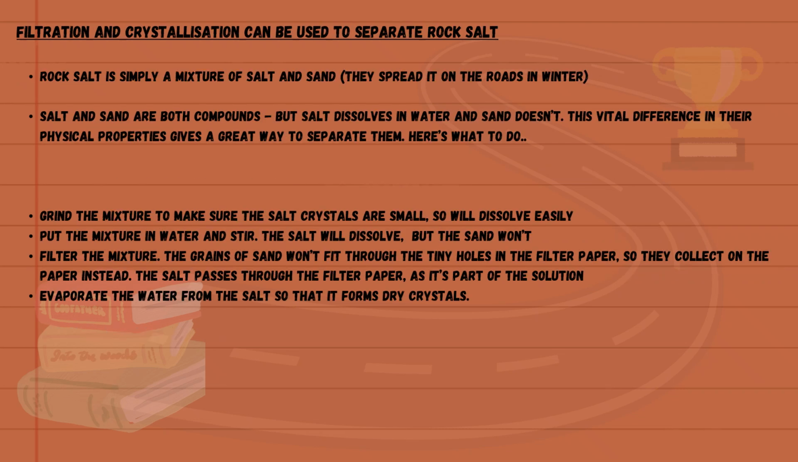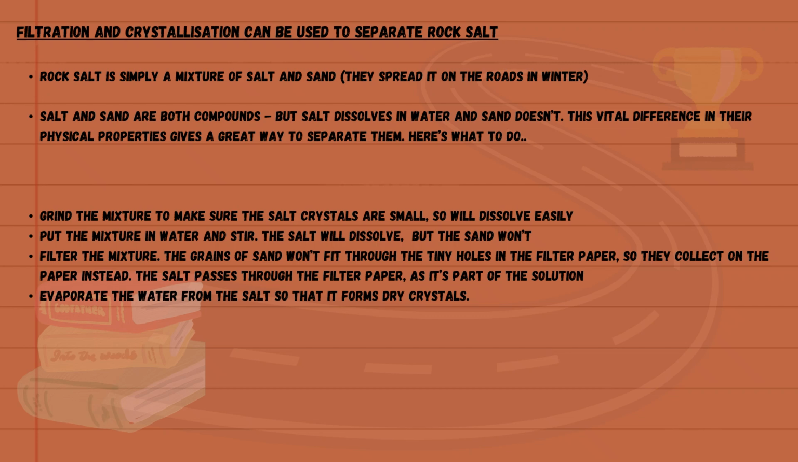Filtration and crystallization can be used to separate rock salt. Rock salt is simply a mixture of salt and sand. They spread it on the roads in winter. Salt and sand are both compounds, but salt dissolves in water and sand doesn't. This vital difference in their physical properties gives a great way to separate them.